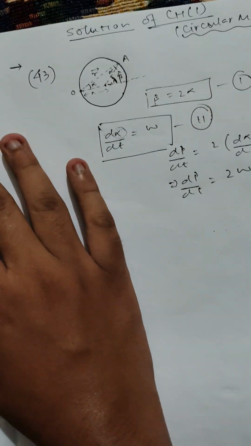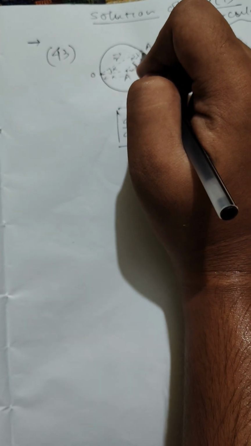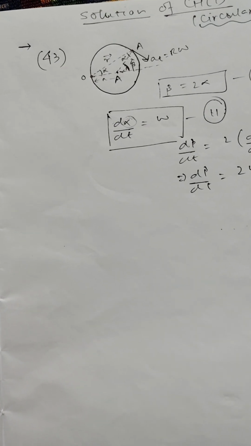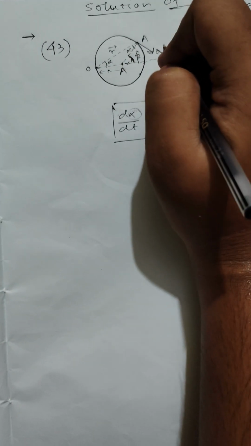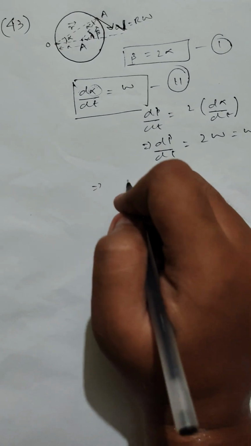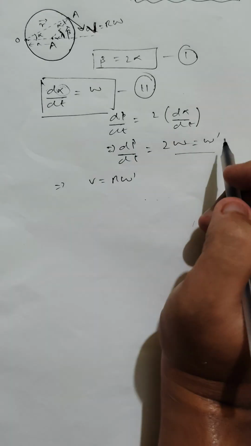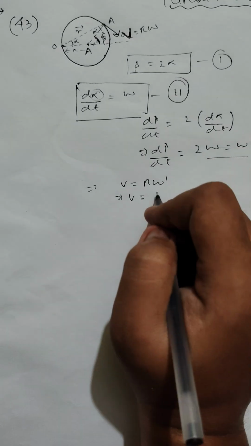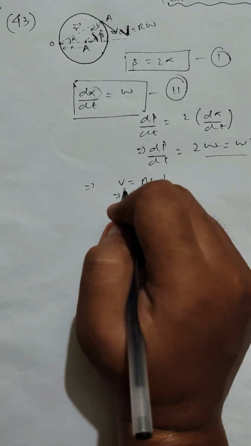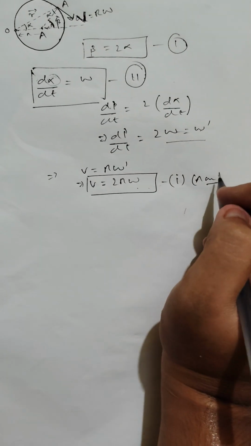So I hope you remember that if this is point A on the circumference, the velocity is r omega. Sorry, it's not the tangential acceleration, it's the velocity. It's r omega. So just put the value. So v equals r omega dash, because we consider 2 omega equals omega dash. So v equals 2 r omega. So this is the first answer. Just put the value and get the answer.